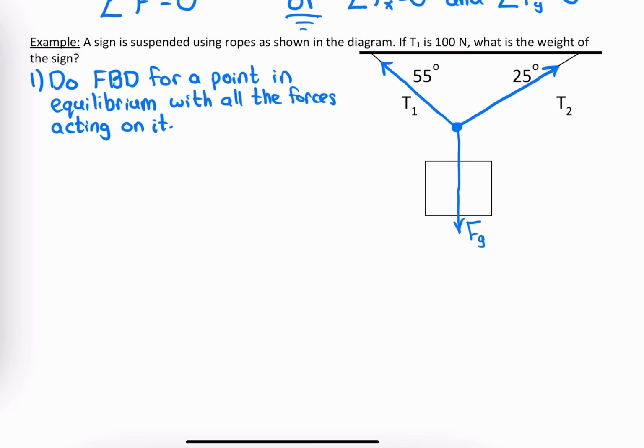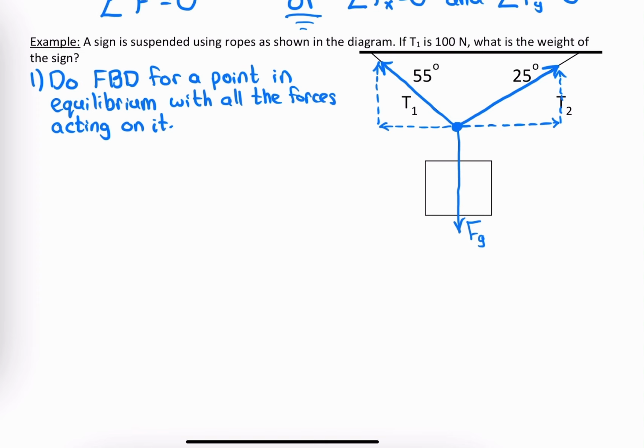Okay, so I picked a point that was in equilibrium with all the forces acting on it, and I drew a free body diagram for that point. Next thing I'm going to do is break these forces into components. So this guy over here, T2, has an X component and a Y component. And T1 also has an X component and a Y component.